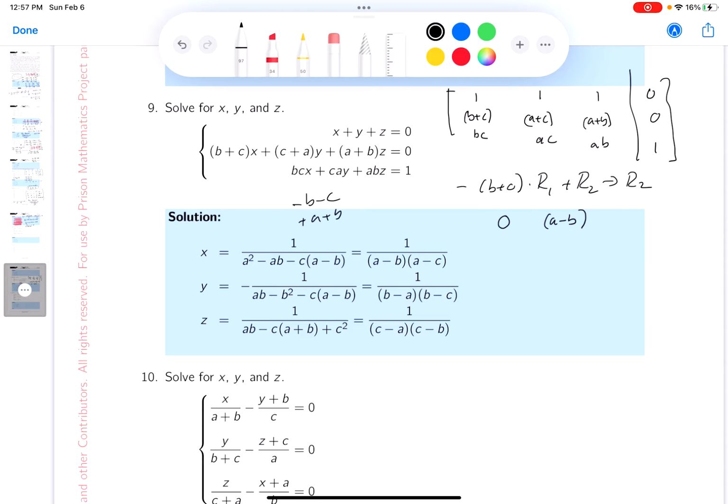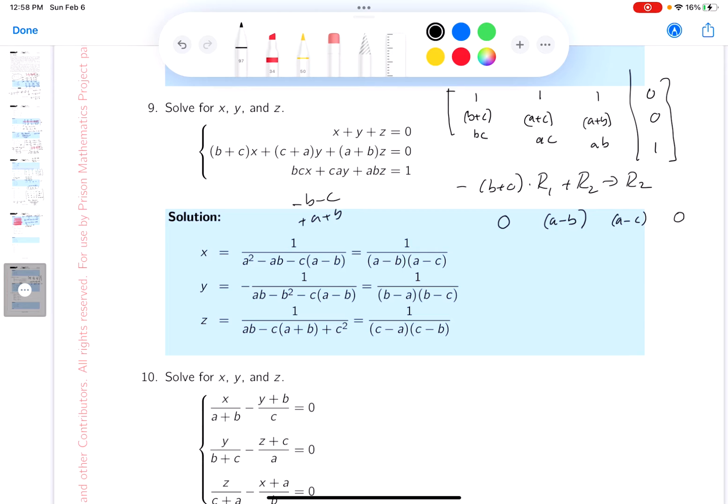I'll write that down for you. Whoops, I made a mistake there, didn't I? I said a minus c, and I wrote a minus b down. Okay, last but not least, I got the 0, so that's really kind of simplistic. I'll just put the 0 there.